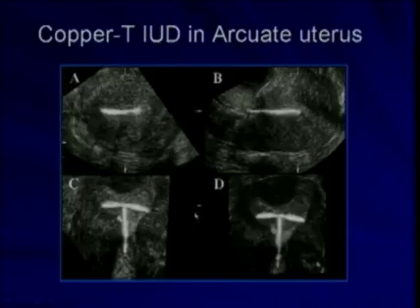Here is a copper T-shaped IUD in a patient with an arcuate uterus, so it is a little bit lower than ideal, but given the fact that she has an arcuate uterus, this is probably an acceptable location.